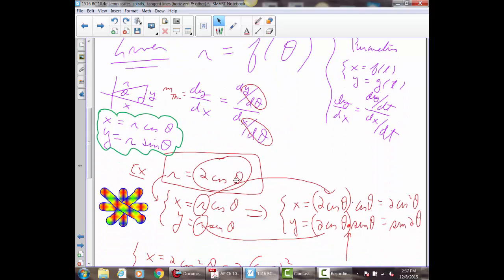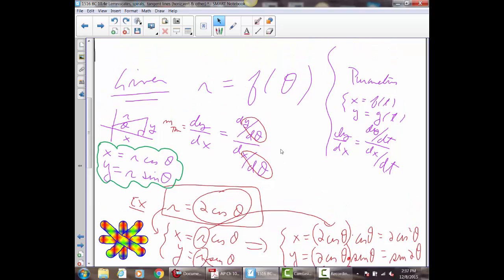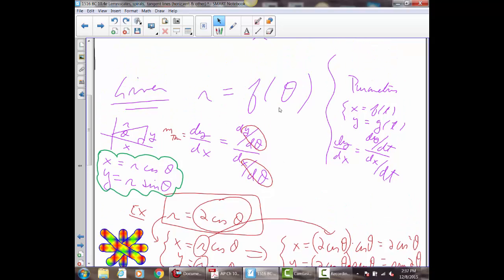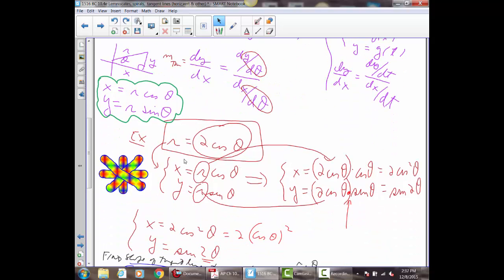So what you're going to have to do in order to find the slope of this tangent line, you need x and y both in terms of theta. The only way to find dy d theta is if you have y in terms of theta. The only way to find dx d theta is if you have x in terms of theta. And you're going to be given r as a function of theta. So here's an example. You have r equals 2 cos theta. You are going to have to rewrite that as a set of parametric equations.